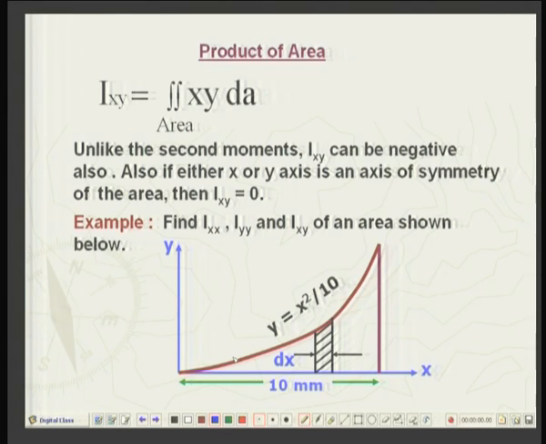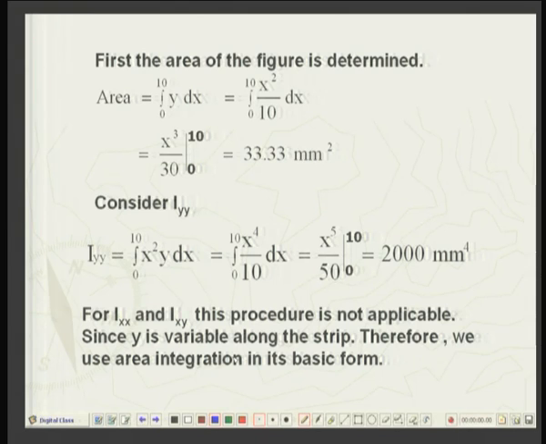So, height is y, and then we integrate it. y dx is the area of the strip, integrated from the left hand end to the right hand end, that is from 0 to 10, and for y we substitute the equation in terms of x. So, x square by 10 is equal to y. So, it will be the integral of x square by 10 dx from 0 to 10, very simple. You get x cube by 3 into 10, so 30. So, from 0 to 10 you will get 33.33 millimeter cubed.